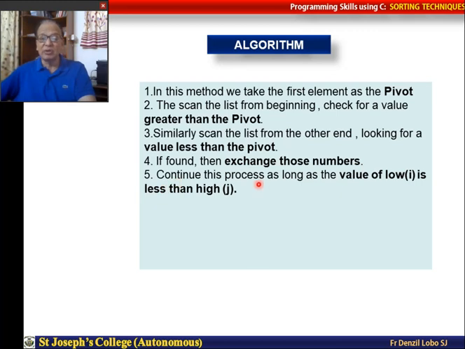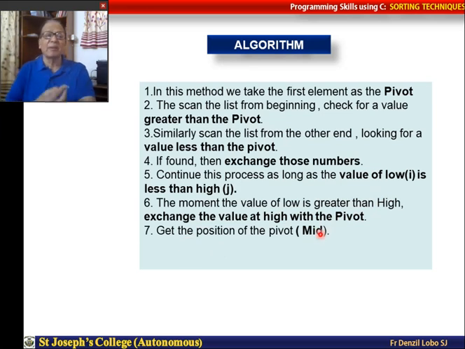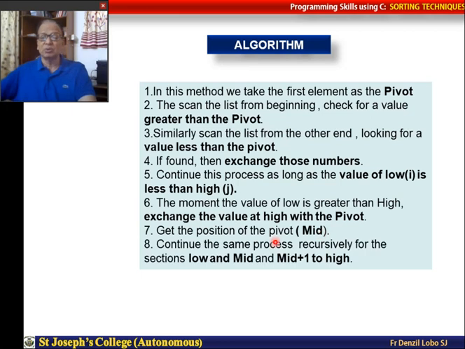But then I said continue the process as long as the value i is less than j. The moment i becomes greater than j, then what you do is you exchange the pivot value with the value at the position j, or the high value, and you get that position value and return it, because that will help us to do the same recursively for the position of other numbers in sublists. So continue the same process recursively for the sections low to mid, and mid plus 1 to high.